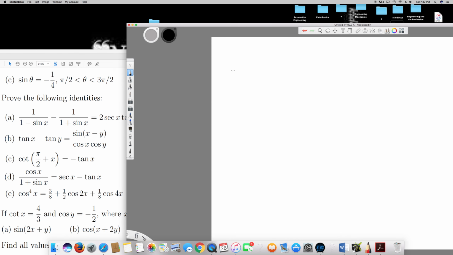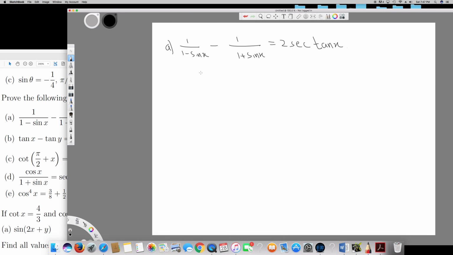First, question A says 1 over 1 minus sine x minus 1 over 1 plus sine x is equal to 2 sec x tan x. In this question we have to prove that the right hand side is equal to the left hand side.